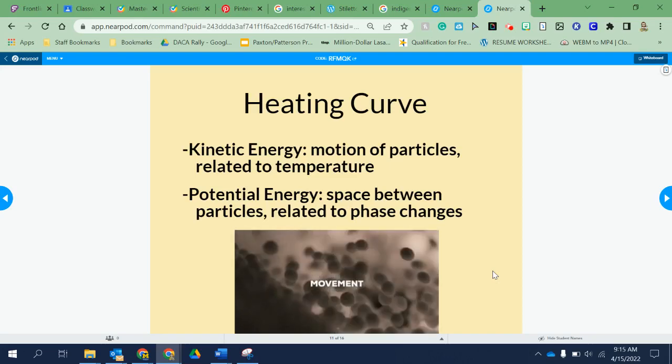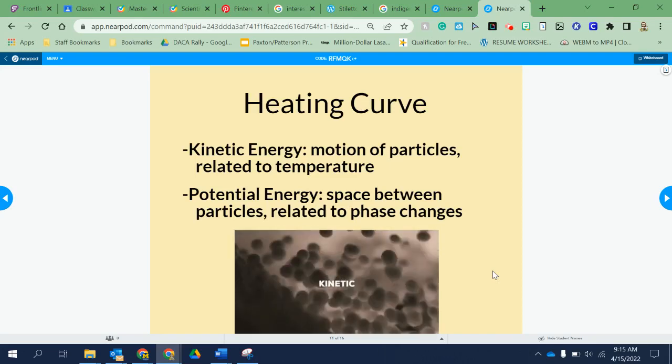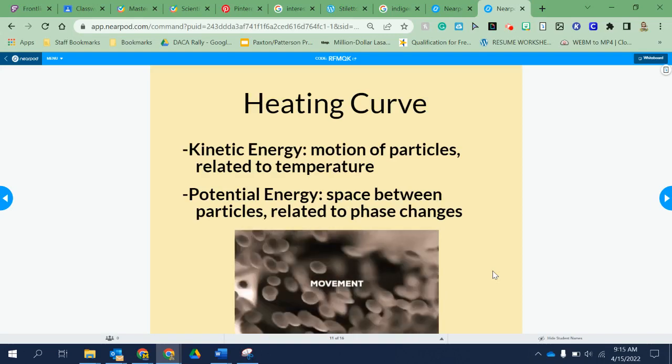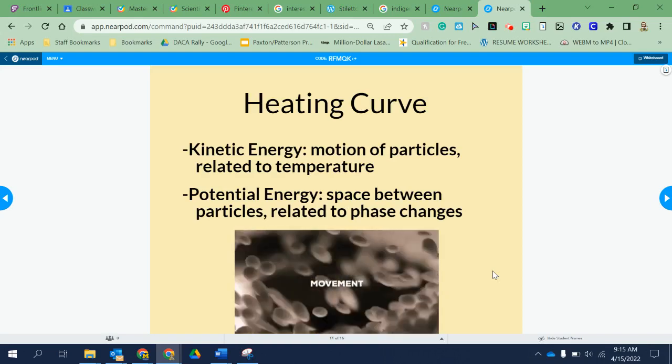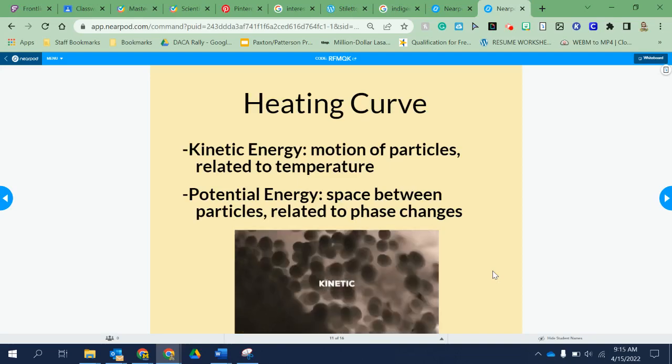Potential energy is just the space between particles, and it's related to phase changes. And we're going to see that in a little bit, why at like 0 degrees, this happens, and then again, at 100 degrees, this happens. And we'll see that on the graph in a little bit.